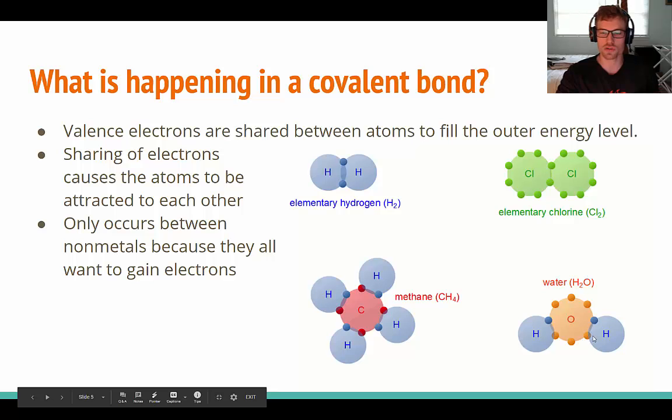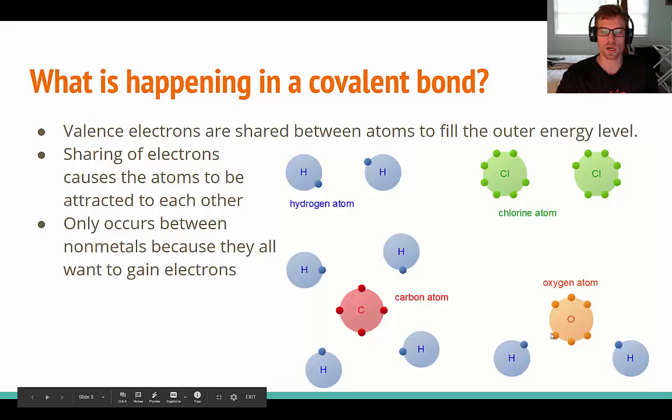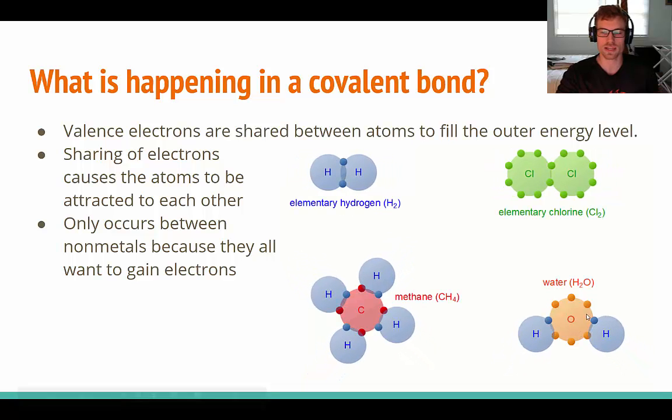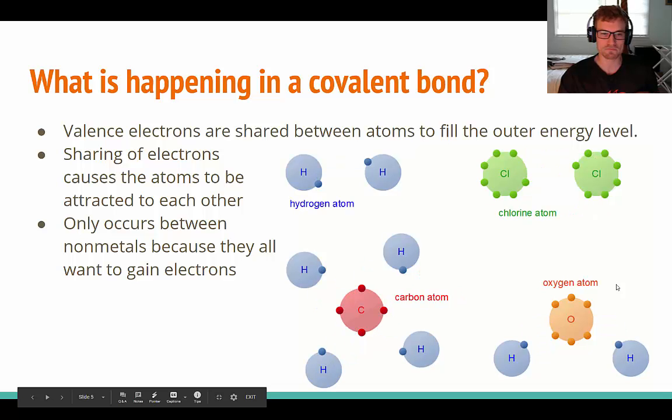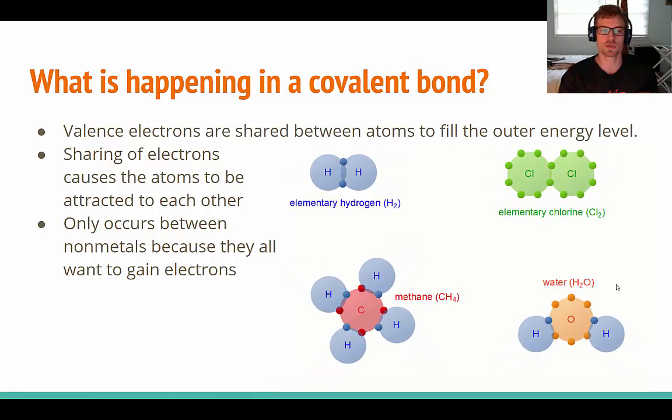Similar idea with the oxygen over here. It has 6 valence electrons. Each of those hydrogens contributes 1 electron to give a total of 8, and now each of the hydrogens has its 2 as well. Now what's happening is that these electrons being shared cause the atoms to be attracted to each other.